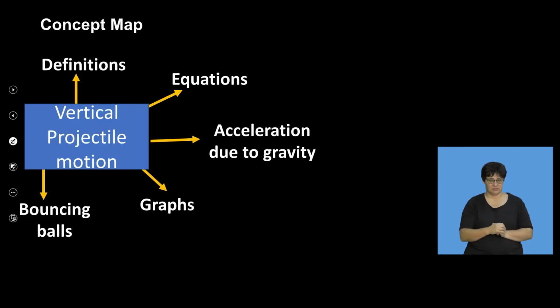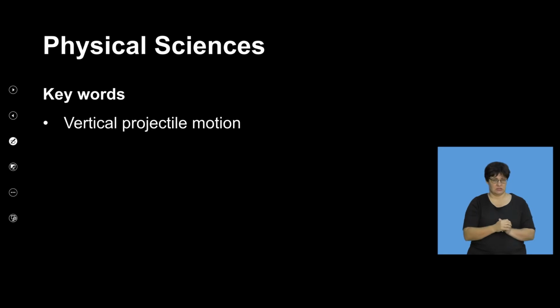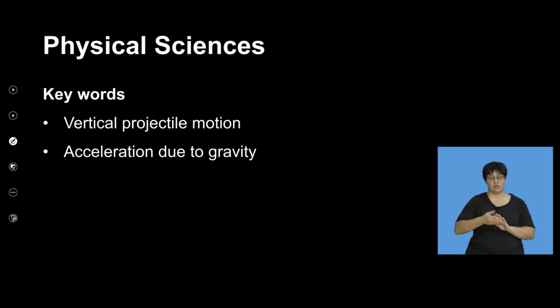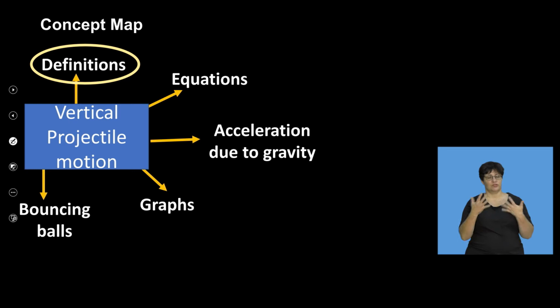We need to define a couple of things as we start. Then we're going to look at the equations. We have to talk about acceleration due to gravity, because that's really important. Then we're going to do graphs, and I can hear the groans. And then lastly, we're going to look at bouncing balls. Bouncing balls really just brings everything together for us. What are our keywords? Vertical projectile motion. Acceleration due to gravity. Oopsie, wrong way. Those are our keywords for today.